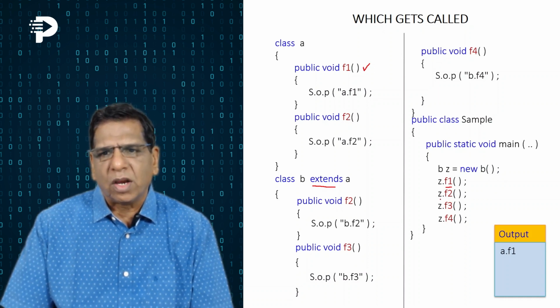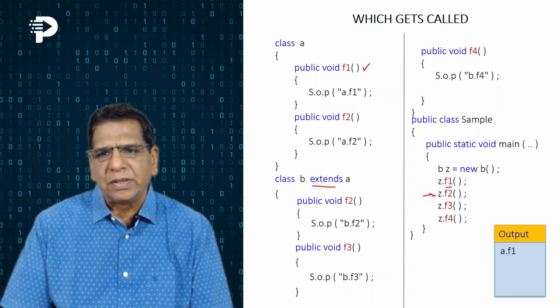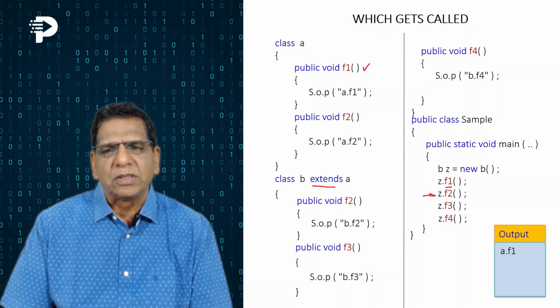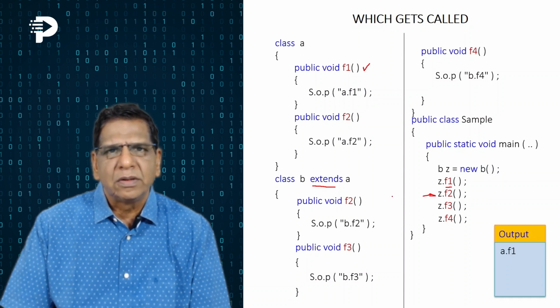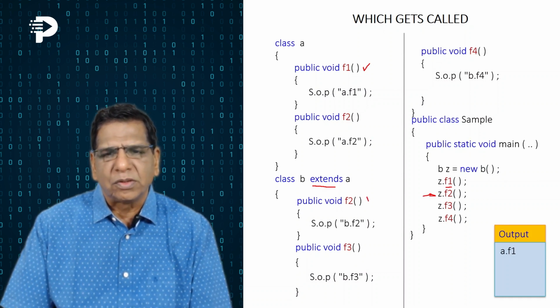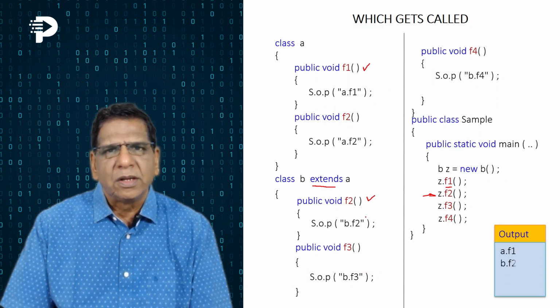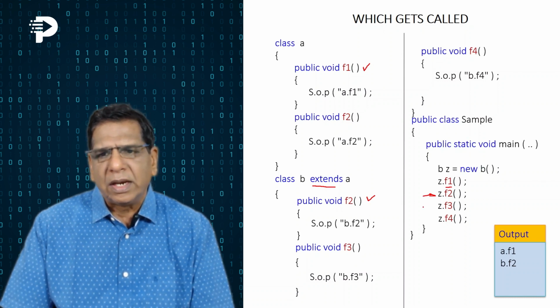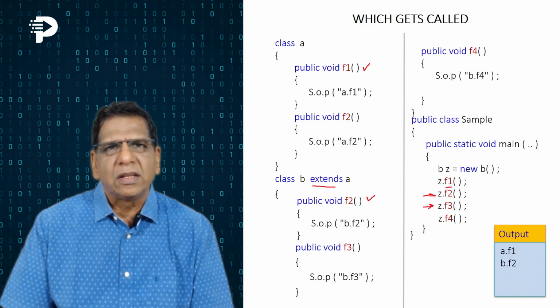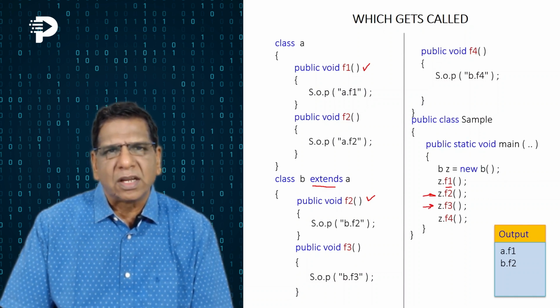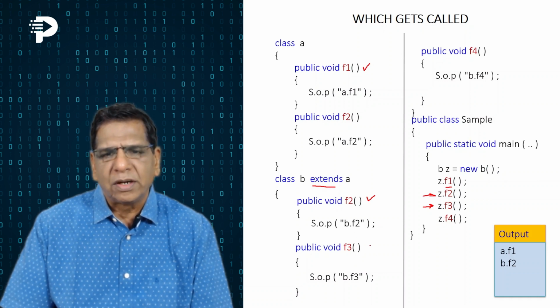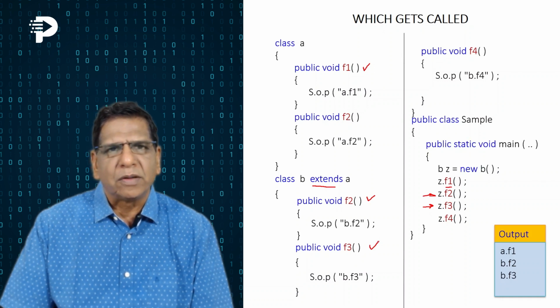Let's look at the second call now. When I do this z.f2, again f2 will be searched firstly in the class B. But this time the search is successful because f2 is indeed present in class B. Hence it will get executed. b.f2 is what would get printed out. Then I make the third call, that is z.f3. When I do that, again function f3 would be searched in the class B. It is indeed found here, hence it will get executed from here, resulting in the output b.f3.